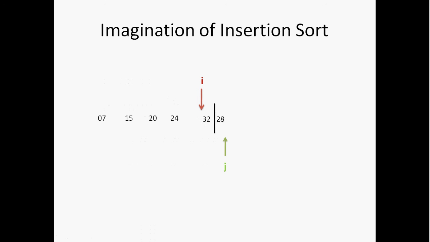Compare 32 with 28. Yes, it should be changed. Then i would be decremented. Compare i with i plus 1. No need to change. Stop there. Okay. So you can see the whole array in proper ascending order.